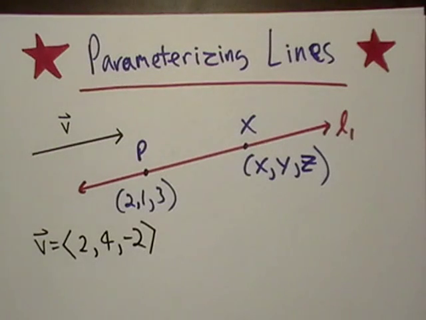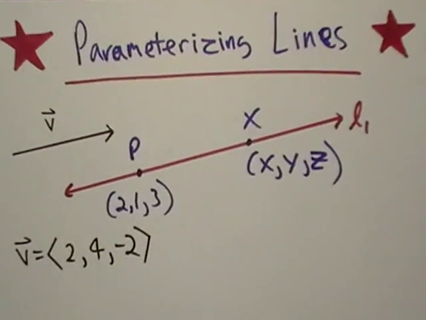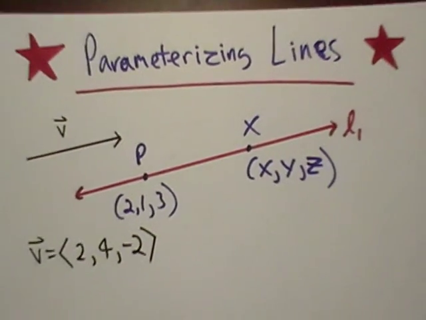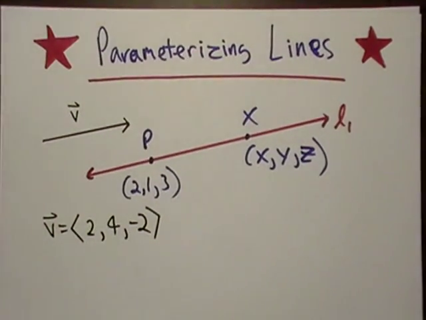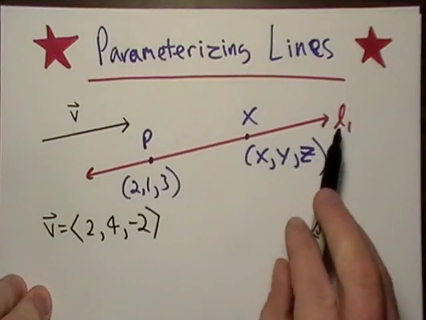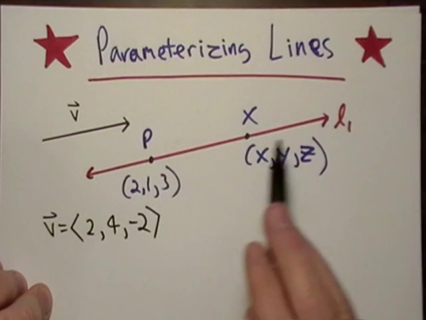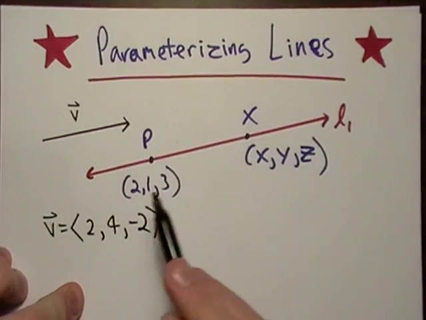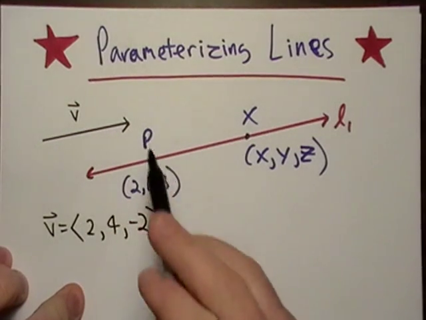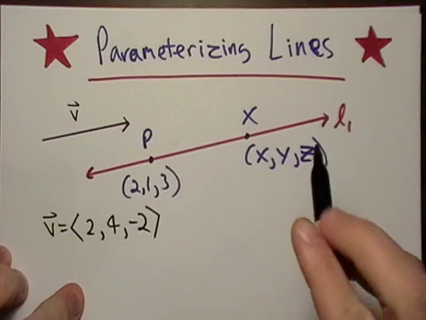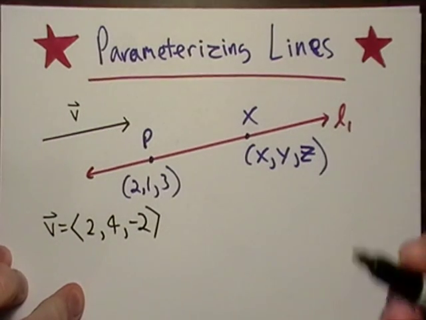Okay, I'm going to show you how to parameterize some lines. Parameterizing lines: basically, I've drawn out L, and they'll give you a line, a point on it, then they'll give you a vector that's parallel, and they'll ask you to make an equation out of it. You have to be able to do this stuff.